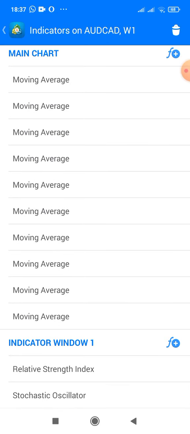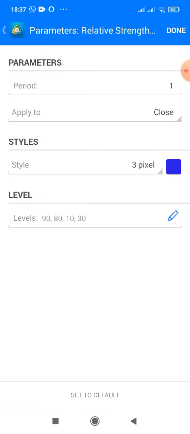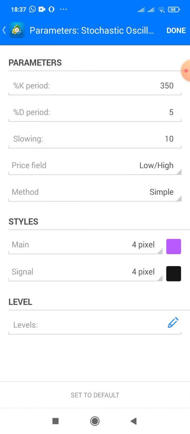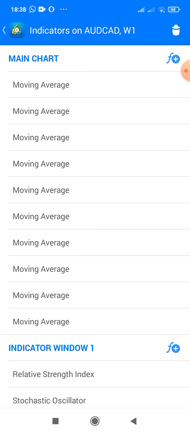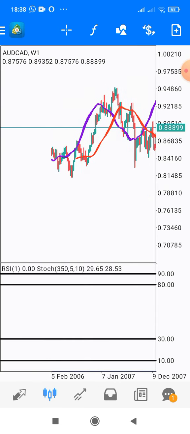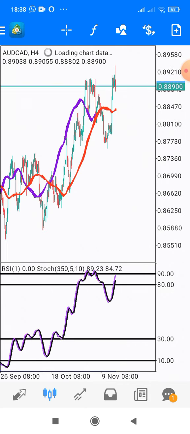Then on the indicator window, we are going to have relative strength index, which is going to be 1, apply, which is closed, style is going to be 3 pixel, any color you love. This is the stochastic. Percentage K period, which is 350. Percentage D period is 5. Slowing is 10. Price field is supposed to be low stroke high. Method is simple. Then the colors that you love. Then we are done. We are done, guys.